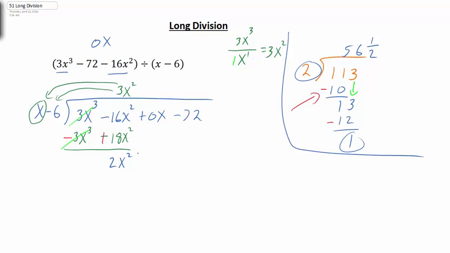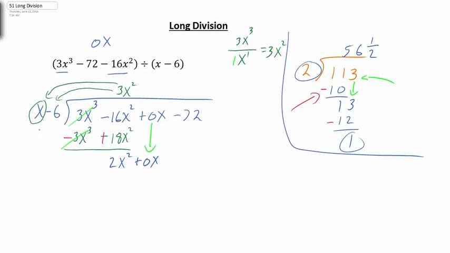So then what do we do next? Well, over here on the right, after we did the subtraction, we brought down the next term. We brought down the 3. So over here, we're going to do the same thing. We're going to bring the 0x straight down, and we're going to start the whole process over.